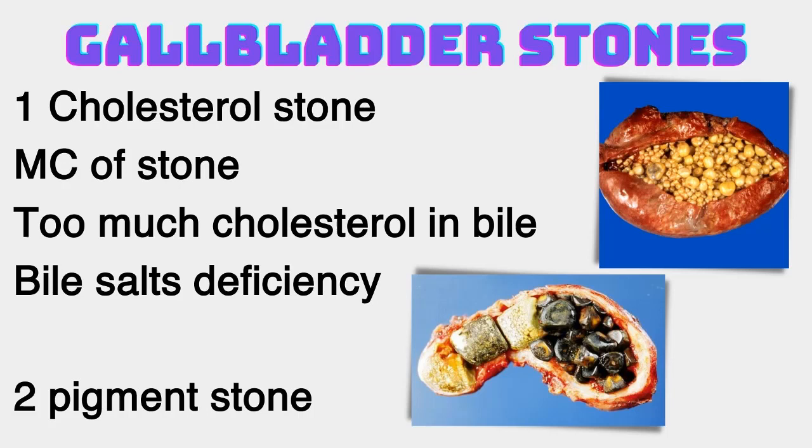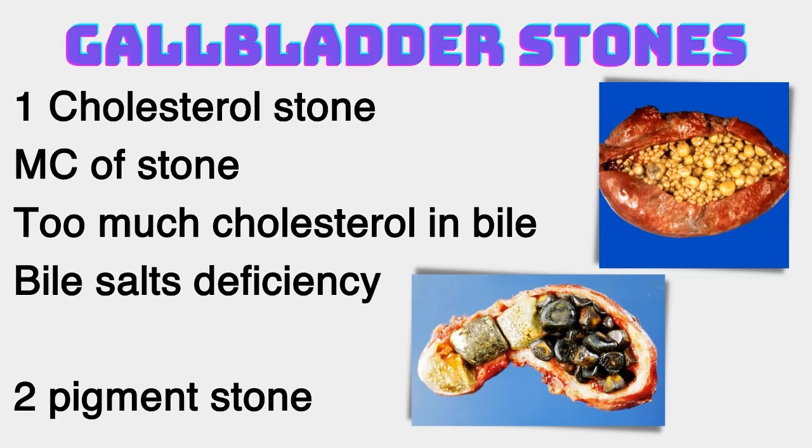So in other words, any of the things we talked about that produce bile salt deficiency, from cirrhosis to obstruction to cholestyramine to Crohn's disease, all could predispose to gallstones because there's too little bile salts. You understand? All right. Now you can see that these stones over here are not yellow, like those. So you know for sure that they're not cholesterol stones.